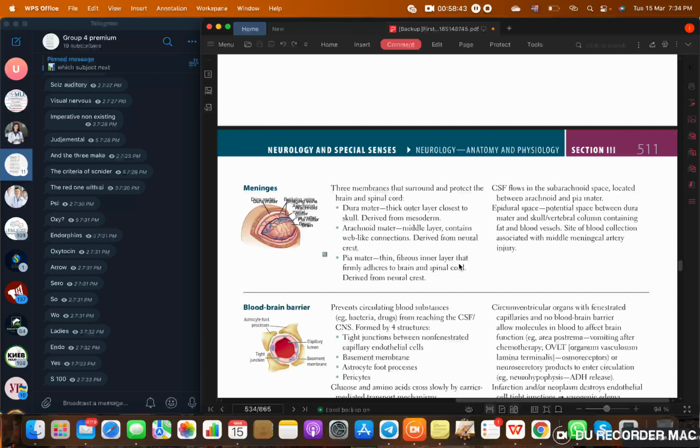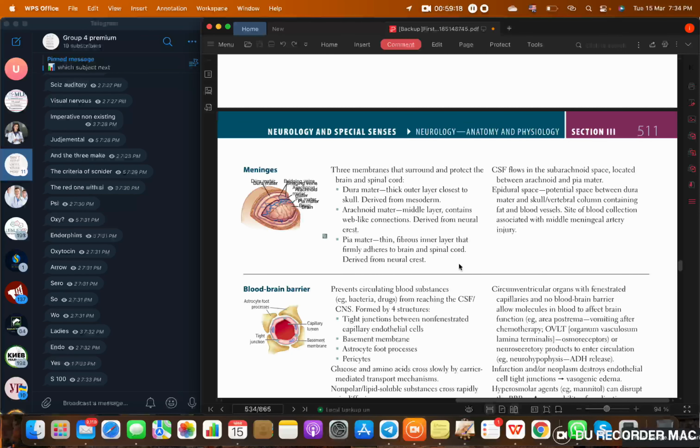The pia mater is thin and has a fibrous inner layer that firmly adheres to the brain and the spinal cord. It's like this jelly layer that is located on the brain itself. It's derived from neural crest cells, okay? The CSF flows in the subarachnoid space, which is located between the arachnoid and the pia mater. Also, the blood vessels in the brain are located in the subarachnoid space. That means that inside of the subarachnoid space, the blood vessels are swimming within the CSF.